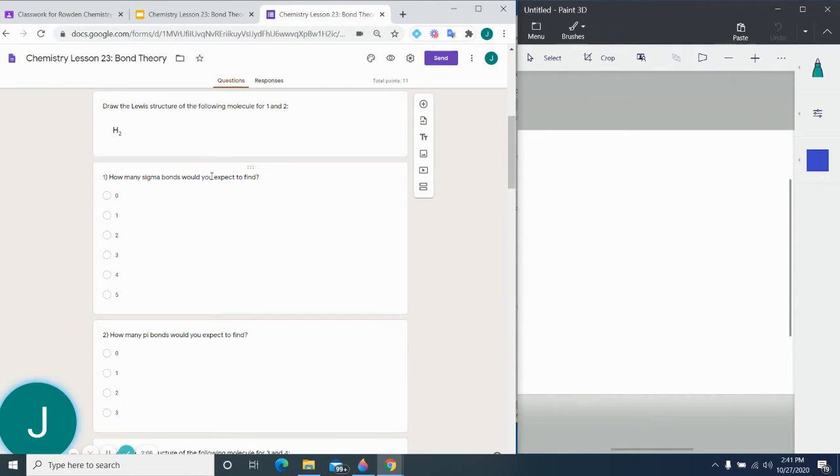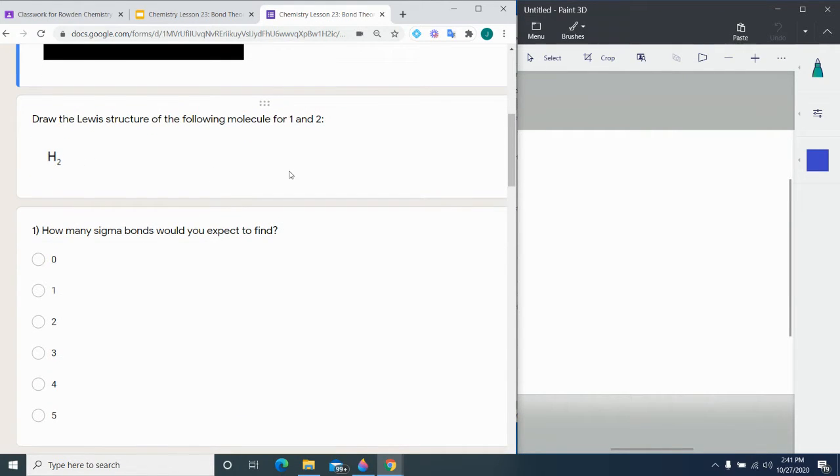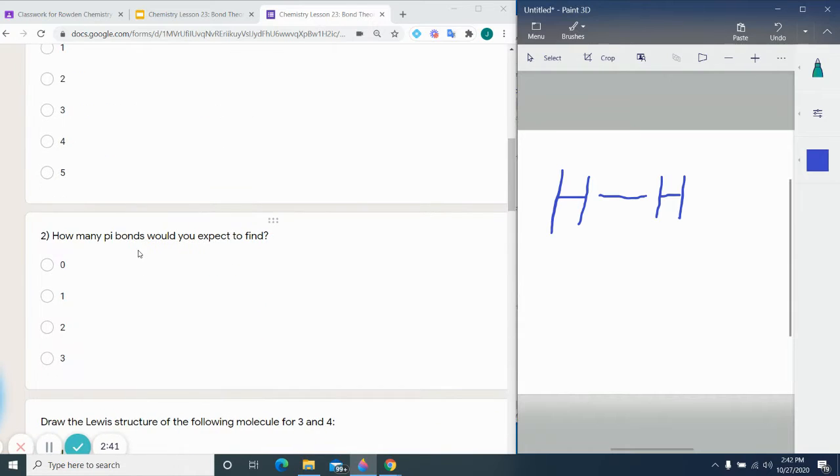Okay, let's go to this. We're going to need to draw the Lewis structure for molecules 1 and 2. So draw the Lewis structure of H2. Let's see if I can make it look decent here. We have H, another H, and they each have one electron, so we can just connect that dot. That's what the connection looks like. How many sigma bonds do we have? Remember, the first bond is always a sigma bond, so we have one sigma. How many pi's do we have? Do we have any double or triple bonds? No, so you'd say 0 pi's. That's how we do this.